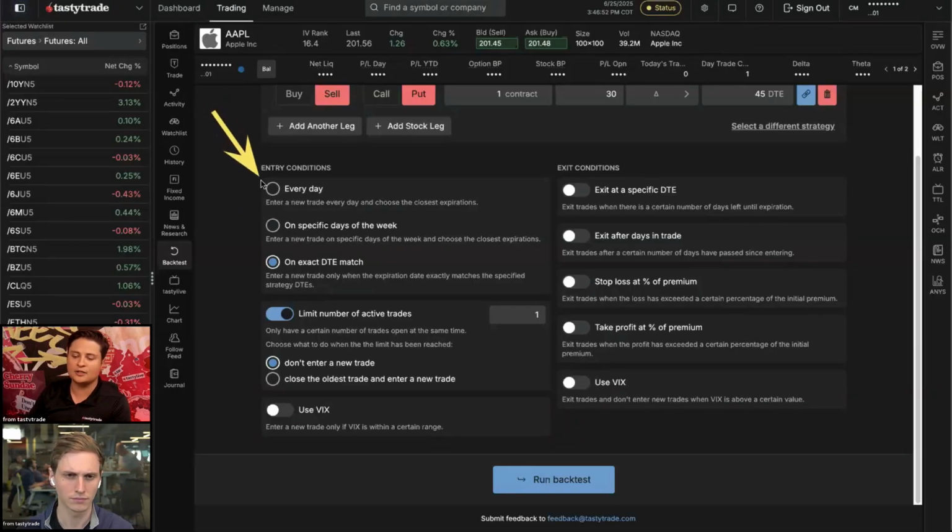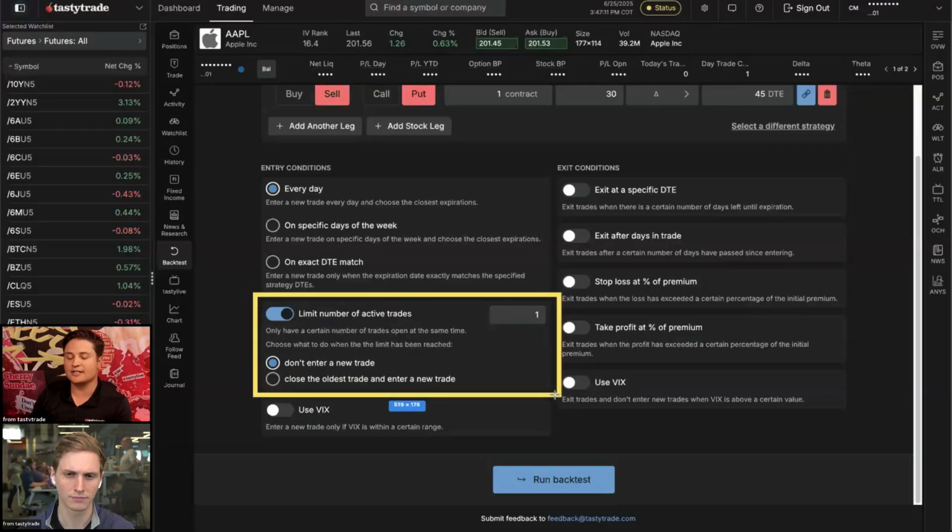But for this one, I think we're just going to stick with the everyday entry condition here. This tends to be the one that I'm using most often as well when I'm back testing on my own. So we'll stick with the everyday entry condition for right now. And then let's take a look down below that. Let's limit the number of active trades that we have going at once. So you can set this to any number you would like. Like if you wanted to have a maximum of 10 trades going at one time, you could change that to 10.